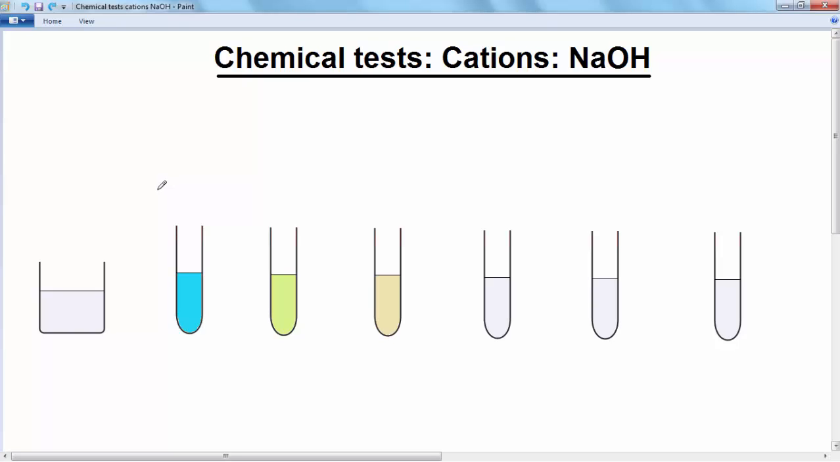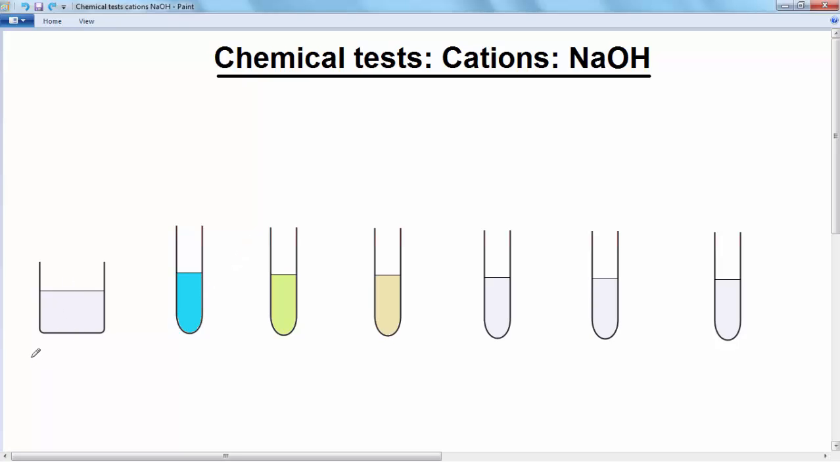In the last lesson, we learnt that we could identify various cations by carrying out the flame test. In this lesson, we're going to learn that we can also identify metal cations by examining the precipitate that forms when sodium hydroxide is added to a solution of that cation.